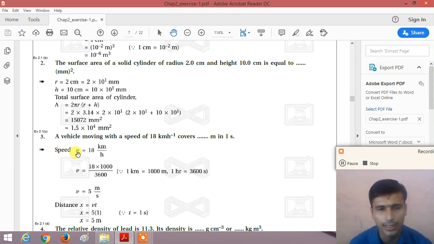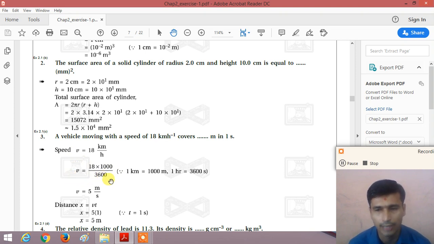So speed of the vehicle V is equal to 18 km per hour. Dear student, you know that 1 kilometer is equal to how many meter? 1000 meter, and 1 hour is equal to 3600 second. So instead of kilometer put 1000 meter, and instead of hour put 3600 second, right? So how do we convert 18 kilometer per hour into meter per second? V is equal to 18 multiplied by 1000 divided by 3600, right?